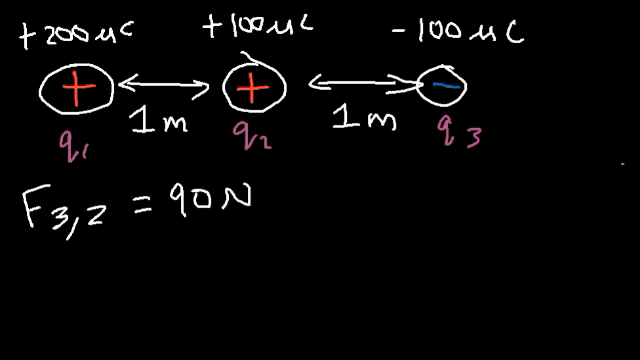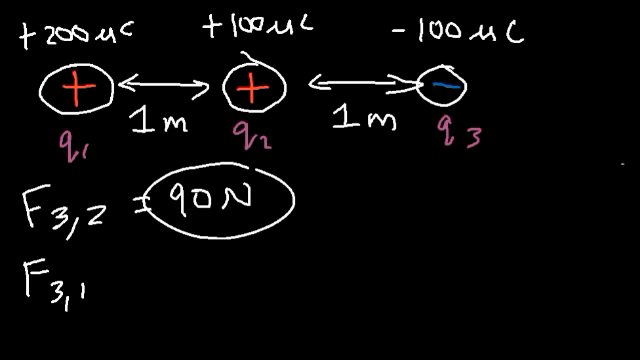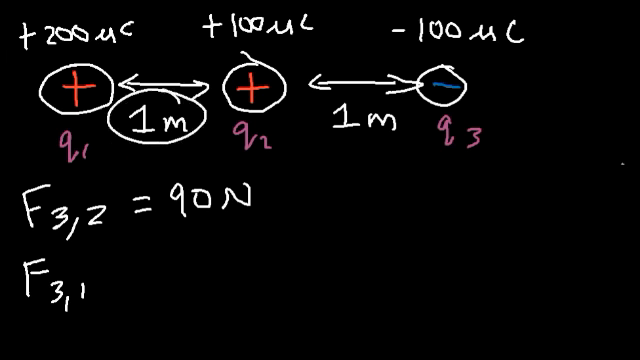Now here's a question for you. How can you estimate the value of the force between 3 and 1 using this number? So if you compare the forces between 2 and 3 and 1 and 3, notice that the force between 1 and 3 is going to be different. Notice that the distance has increased by a factor of 2. The distance between Q2 and Q3 is 1 meter. The distance between Q1 and Q3 is 2 meters.